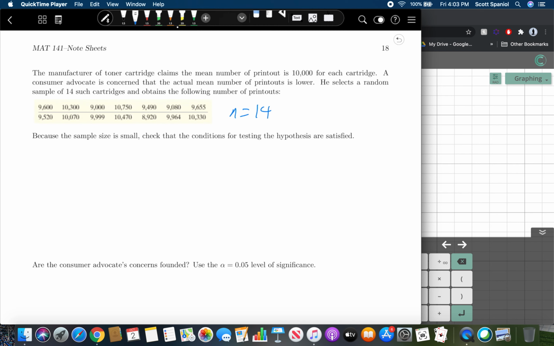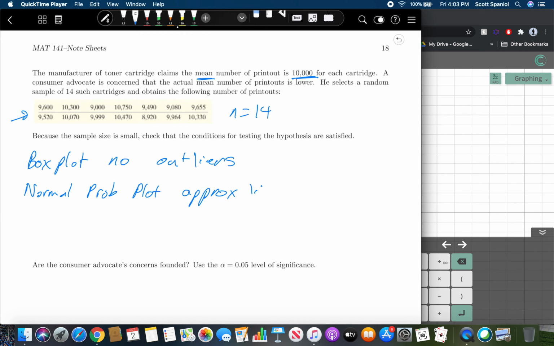And we should already be able to tell that we're going to be dealing with a mean here, right? Because we were given a set of data. So we're going to need to know the mean for that. And they use the word mean a lot here, okay? So the first thing we want to do is check that the box plot has no outliers. And we want to check that the normal probability plot is approximately linear by checking to make sure that R is greater than the critical value.